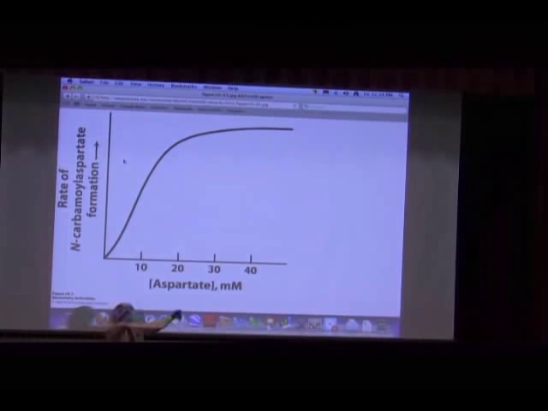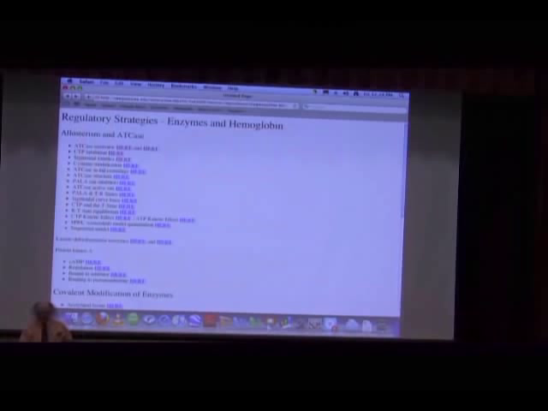Okay? Aspartate is a positive regulator. It's a positive allosteric effector of ATCase. So now we've seen three things. We've seen that CTP is an allosteric inhibitor. We've seen that ATP, and I haven't shown you the numbers, but I've shown you the graphs, is an allosteric activator. And now you see aspartate is an allosteric activator. Okay? Let's take a look now at the structure of ATCase.